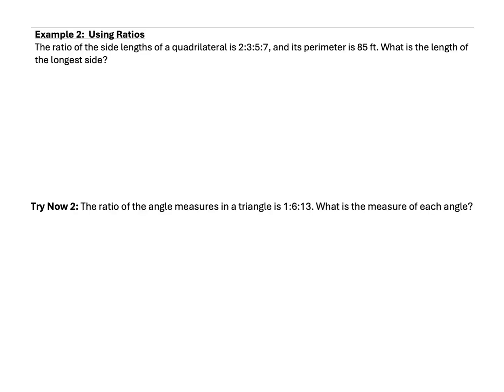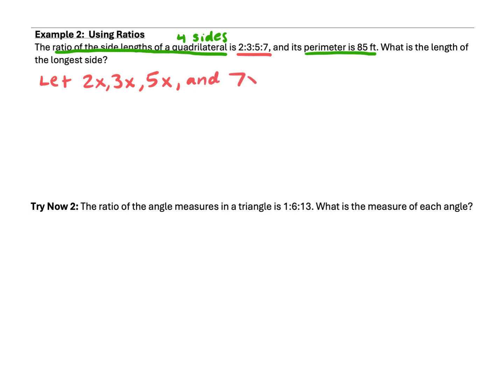Now let's try a different type of problem. Suppose that the ratio of the side lengths of a quadrilateral, quadrilaterals have 4 sides, is 2 to 3 to 5 to 7, and its perimeter is 80. Well, first thing we're going to do here is if the ratio of the sides is 2 to 3 to 5 to 7, we're going to let 2x, 3x, 5x, and 7x represent the side lengths.